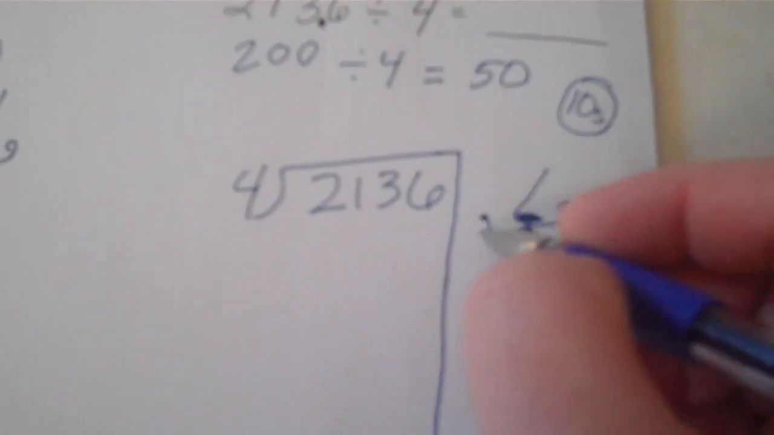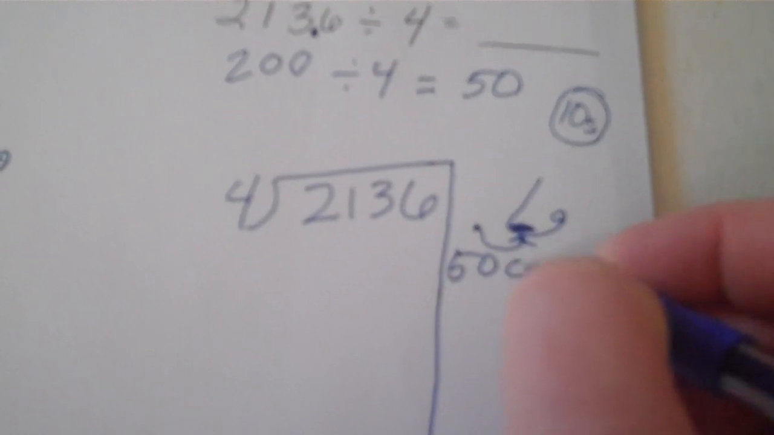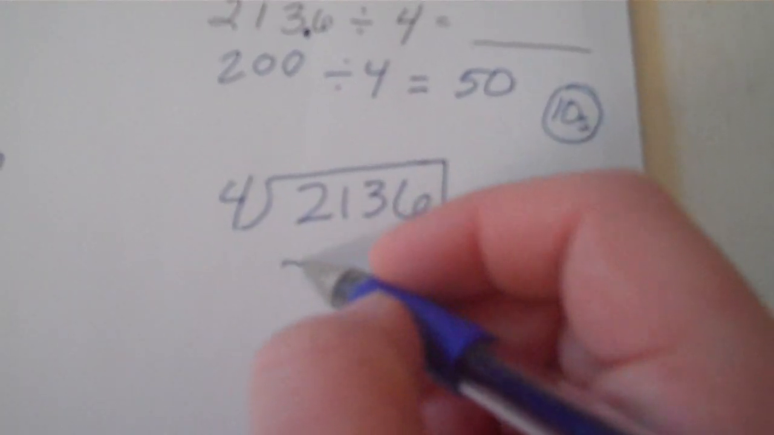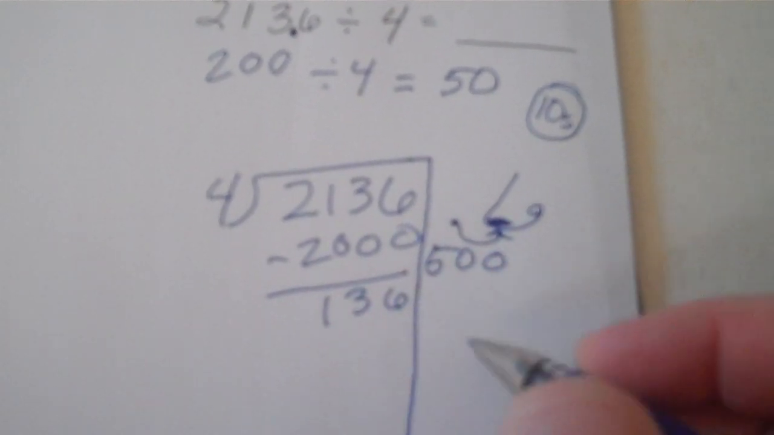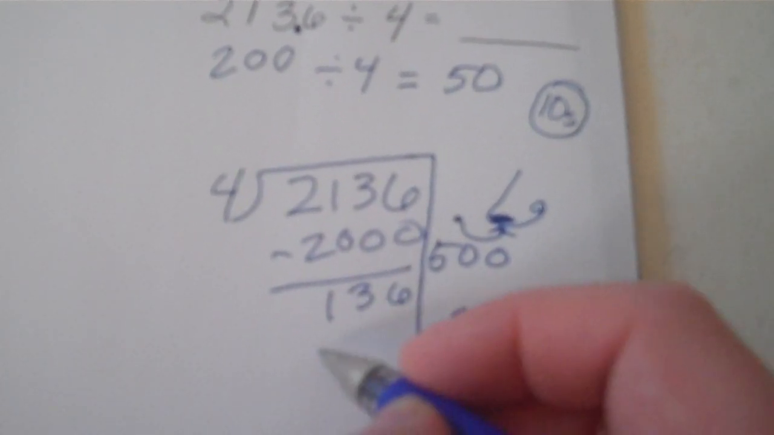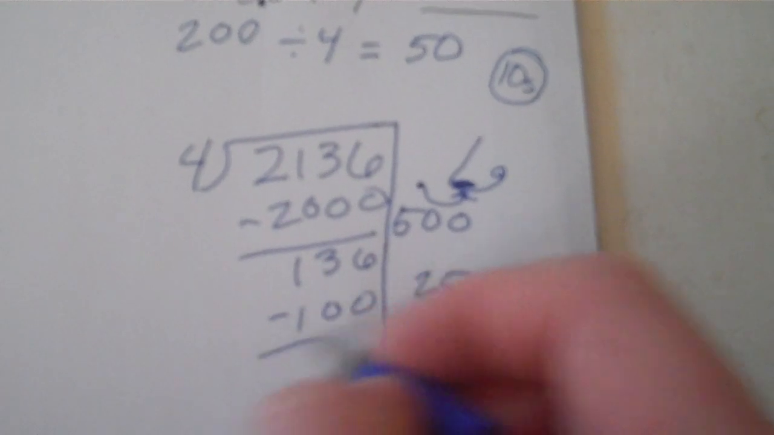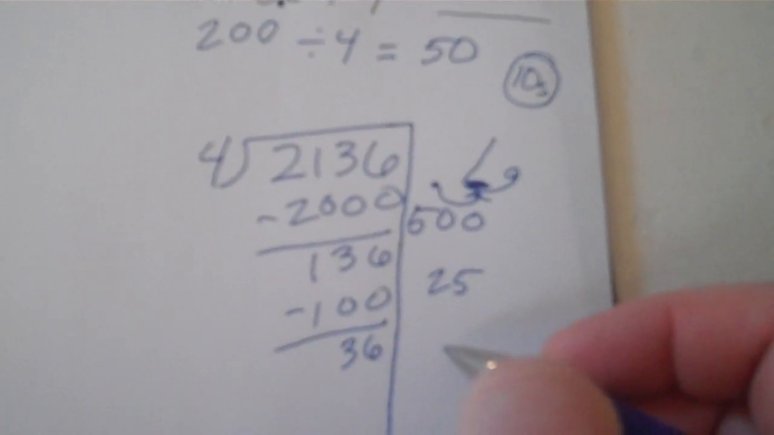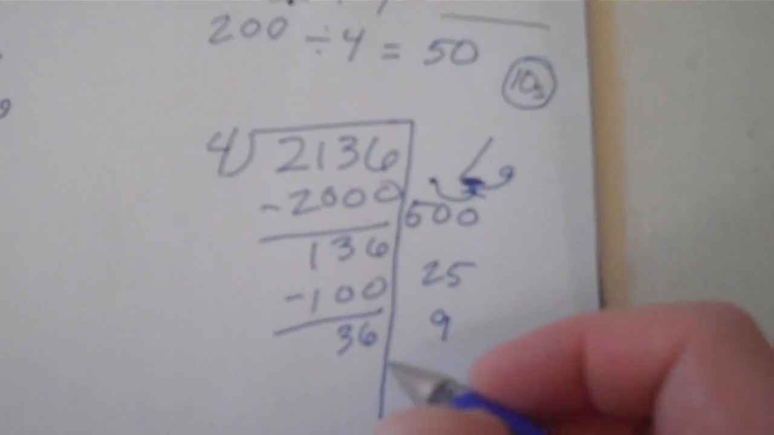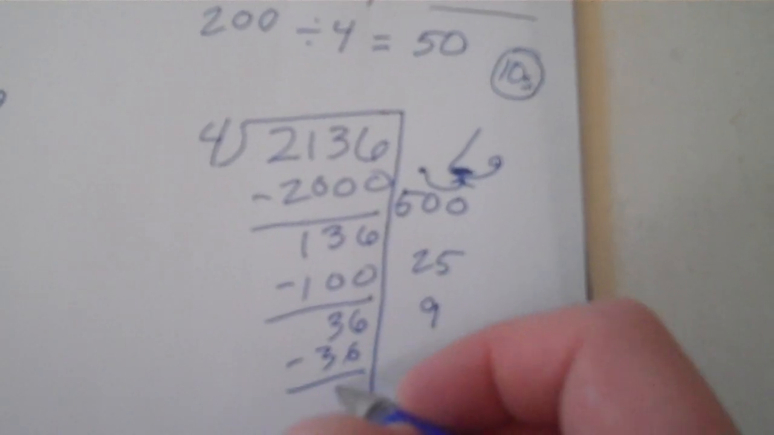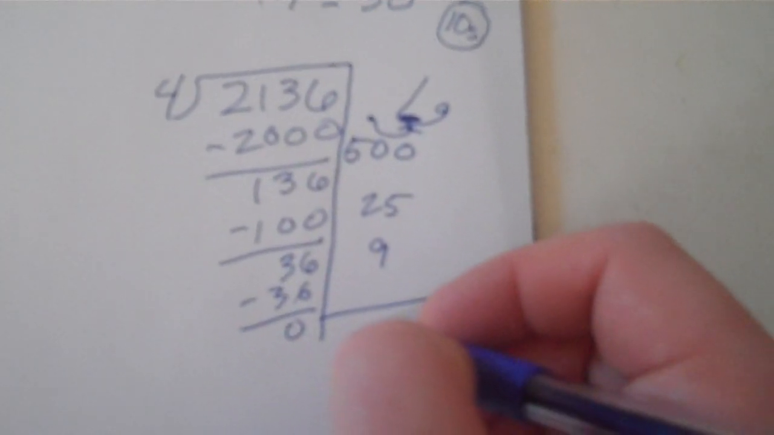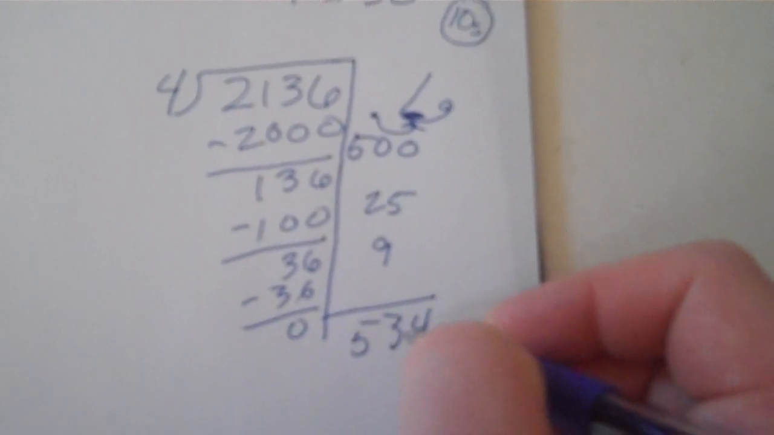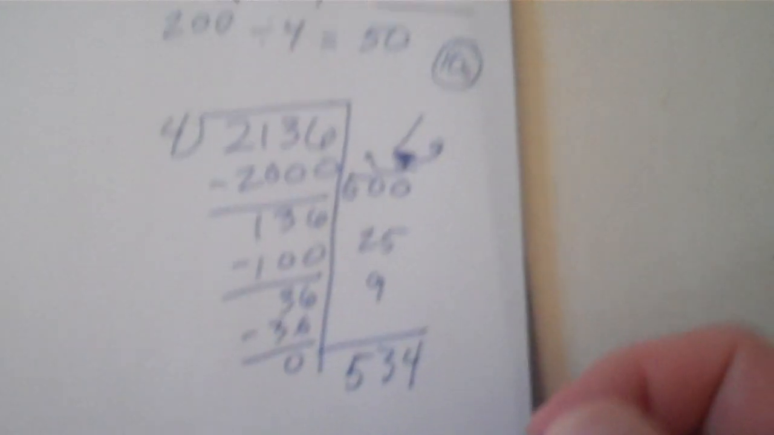Well, in 2,000 there are going to be 500 fours. And that's 2,000, leaving me with 136. There's 25 fours. I know that's 100, which leaves me with 36. And there's 9 fours in that. So, 534 fours is my answer.